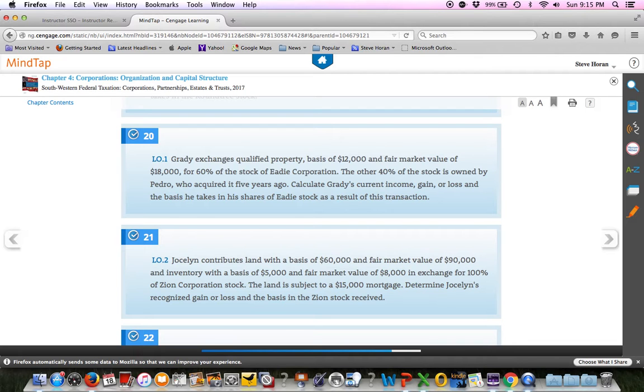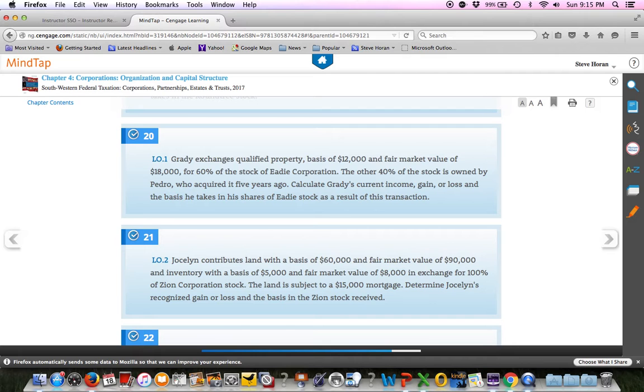So first of all, I'll be thinking, does this qualify as a Section 351 transfer? And the answer is that it does not. Okay, it does not qualify, and it does not qualify because Grady does not control ED Corp immediately after the transfer, because we did not meet the 80% rule.